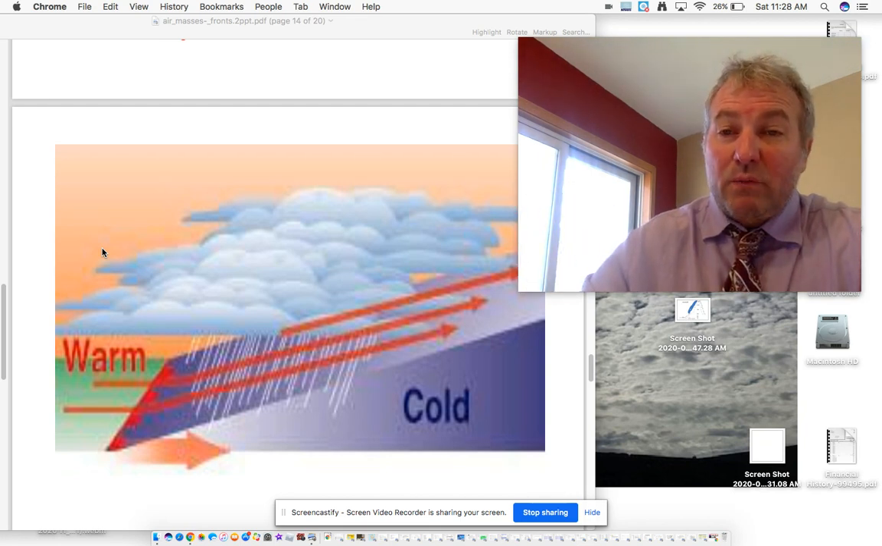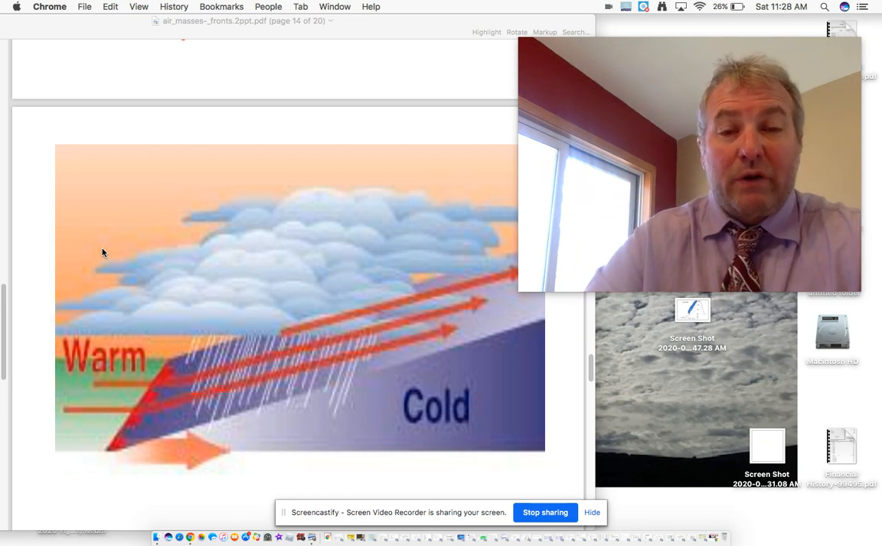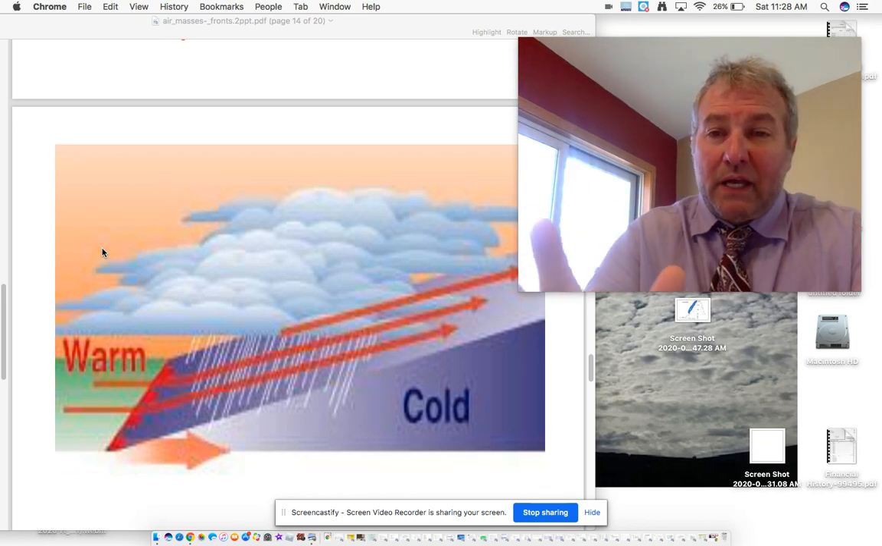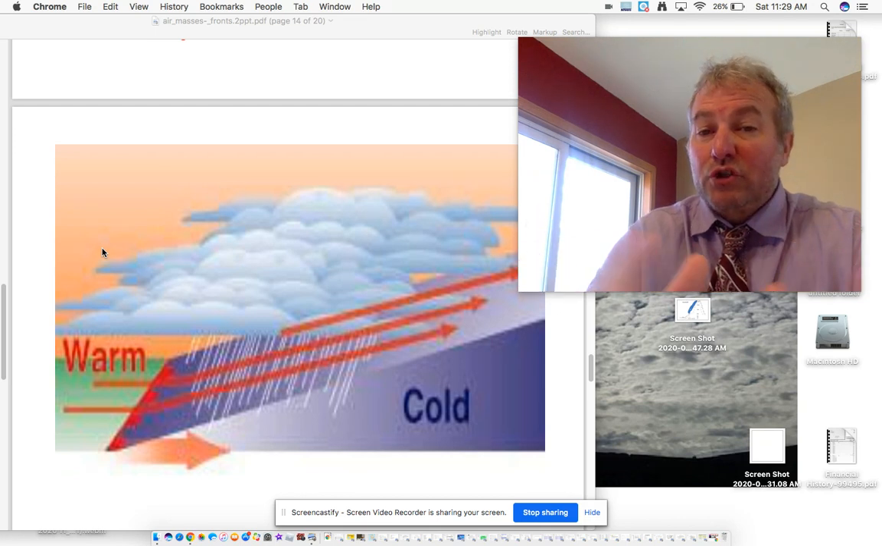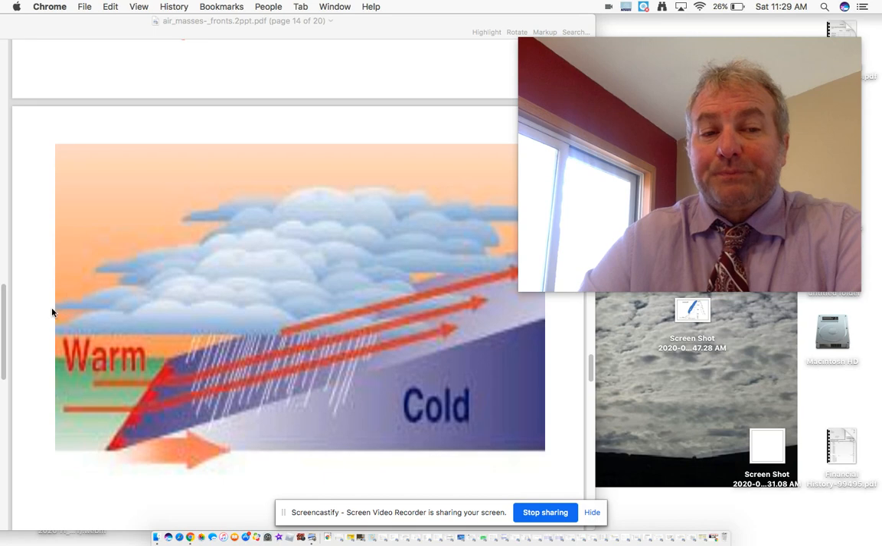At the beginning of that warm front are cirrus clouds. In the middle of that warm front are alto clouds, and at the end of that warm front are stratus clouds, and eventually nimbostratus clouds.